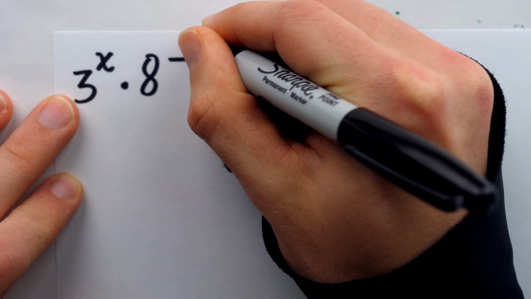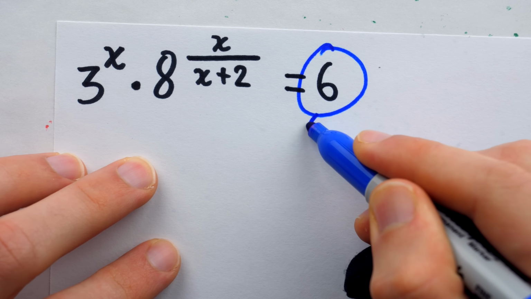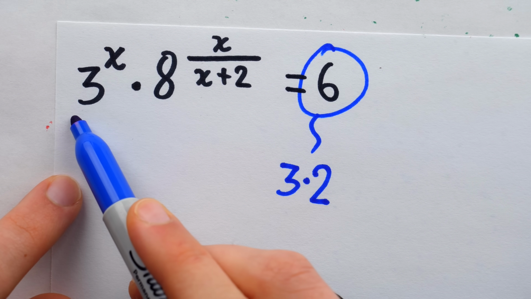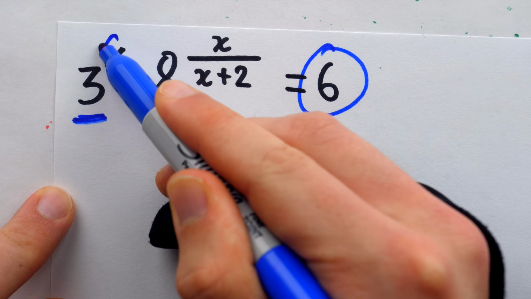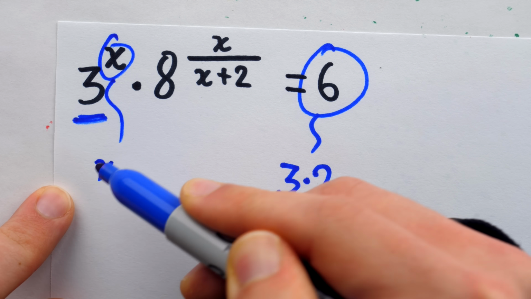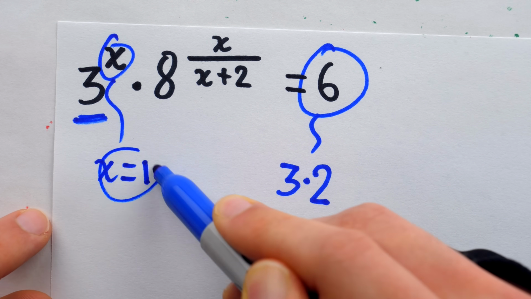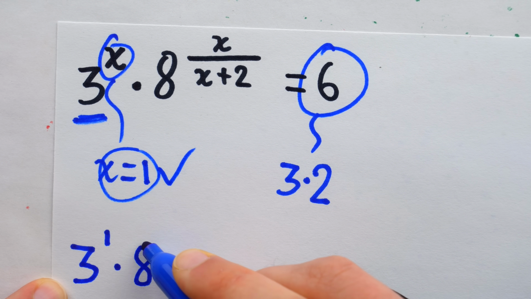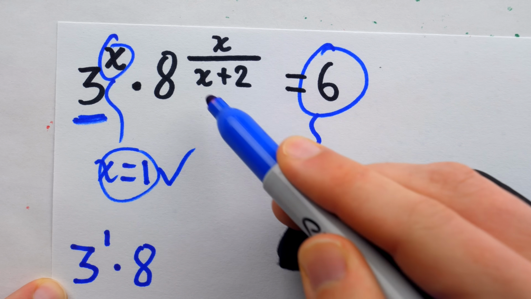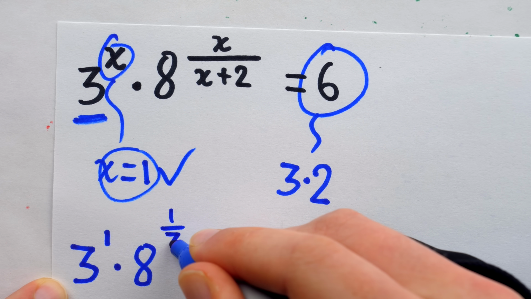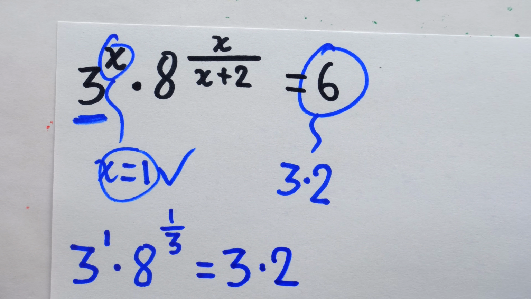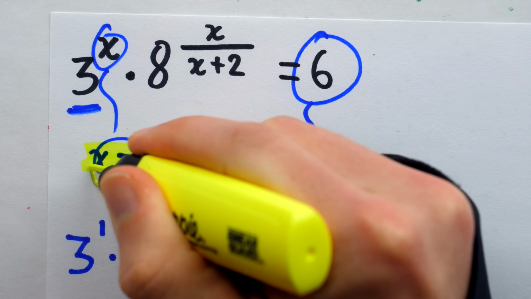To solve this, we could begin by checking an obvious candidate solution. 6 is 3 times 2. And on the left side of this equation, we have a factor of 3. If we force it to be just that, 3, by setting x equal to 1, we'll see everything actually works. If x equals 1, we have 3 to the power of 1 multiplied by 8 to the power of 1 over 1 plus 2. That's 8 to the power of 1/3. That's the cube root of 8, which of course is equal to 2. The left side will equal the right side, and so indeed, x equals 1 is a solution.